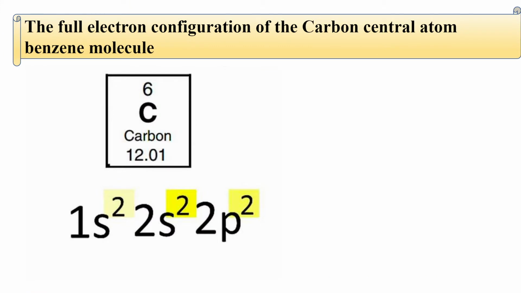The full electron configuration of the carbon central atom in the benzene molecule. The benzene molecule has 6 central carbon atoms. Carbon has a total of 6 electrons. Therefore, the C electron configuration will be 1s2, 2s2, 2p2.